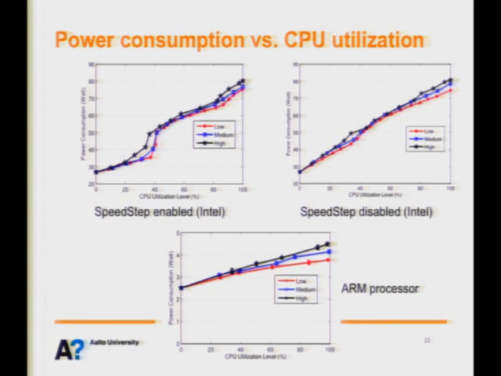So here you can see the power consumption of this. If we disable SpeedStep, then the curves are very flat. But if you have SpeedStep enabled, then you have this very nice curve here, with a gap around the CPU usage level of 30% to 40%.